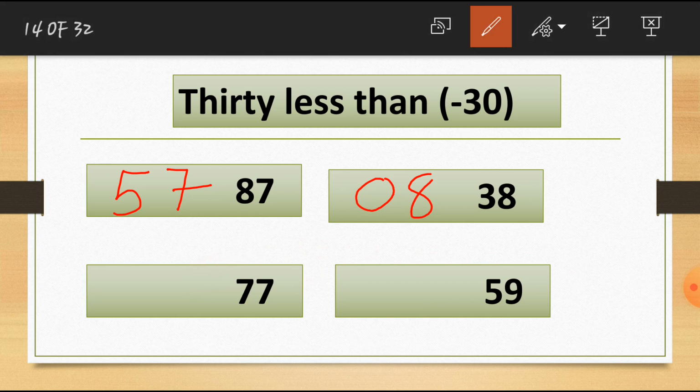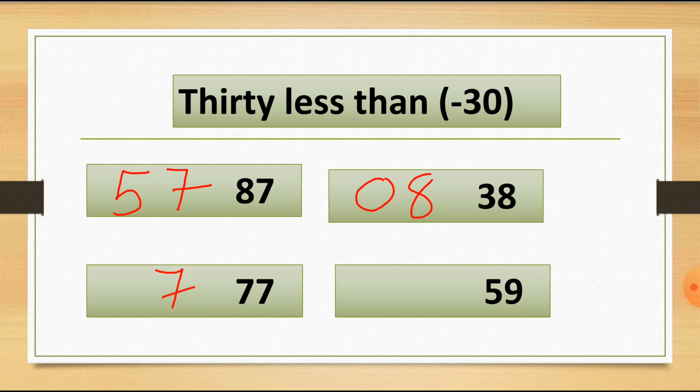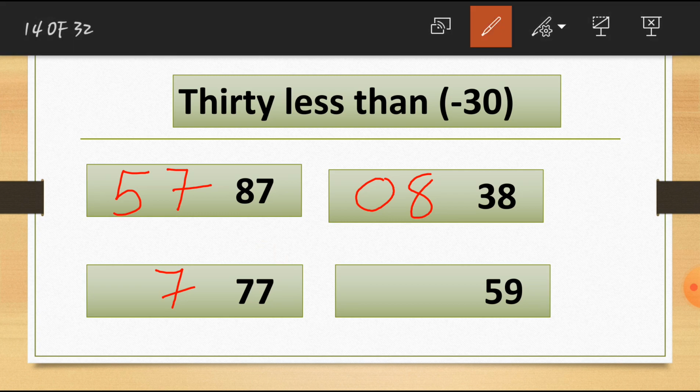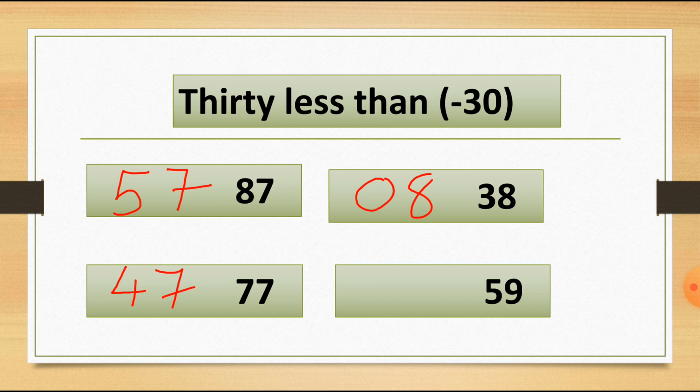Now here I write the ones value as it is. You can see here is this 7. I write this 7, which is the ones value. Now we cut 3 from this 7. So 7 minus 3 is equal to how much? So students, 7 minus 3 is equal to 4. So I write 4. So here is our answer 47.